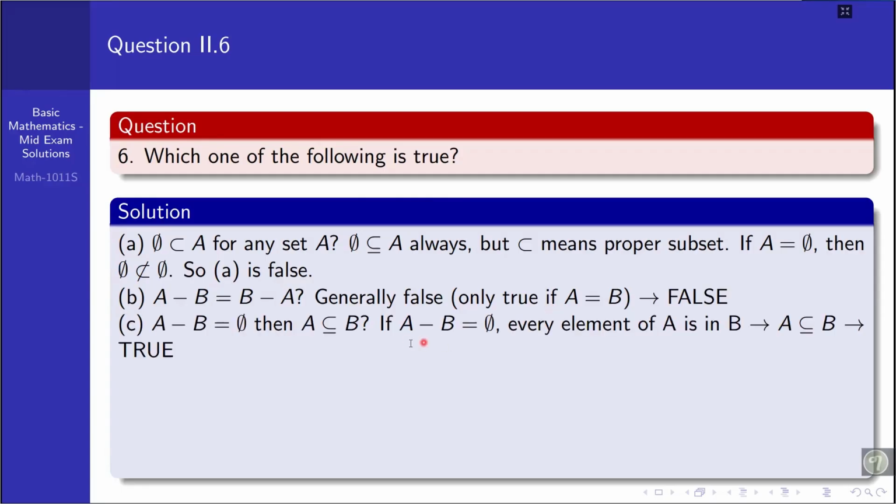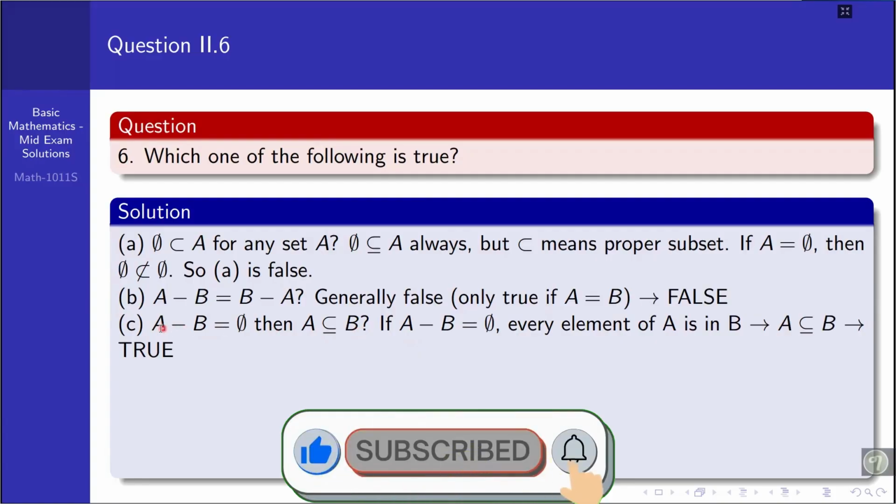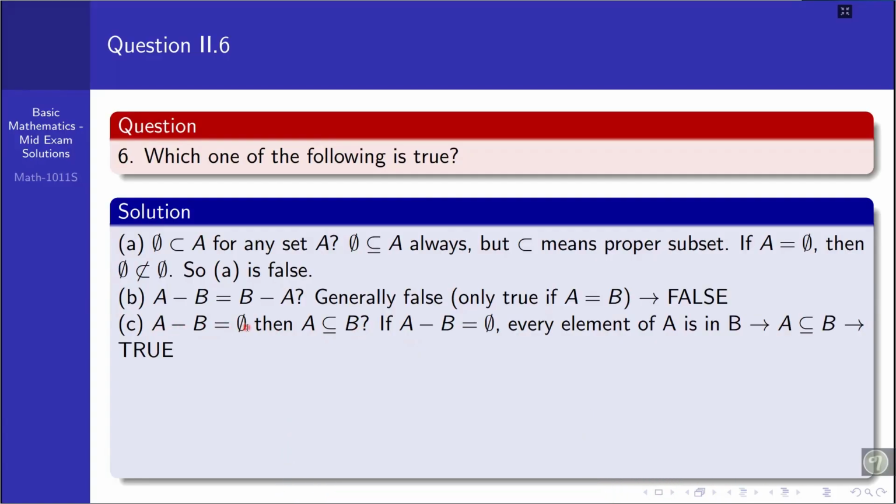Next one, that is C. If A minus B is equal to the empty set, then A is a subset of B. We know that if A minus B is equal to the empty set, it means that either A is a subset of B, or A can be the empty set itself. Therefore, if A is the empty set, every element of A is in B, which implies A is a subset of B, so this statement is true.